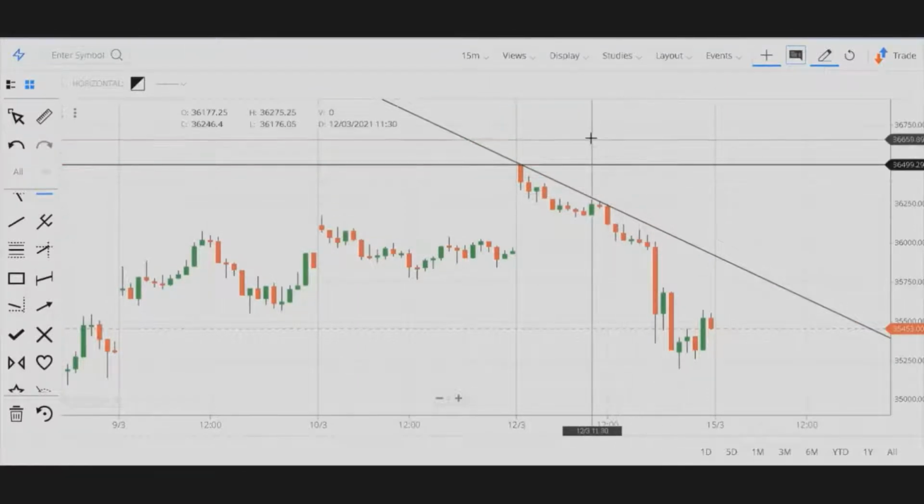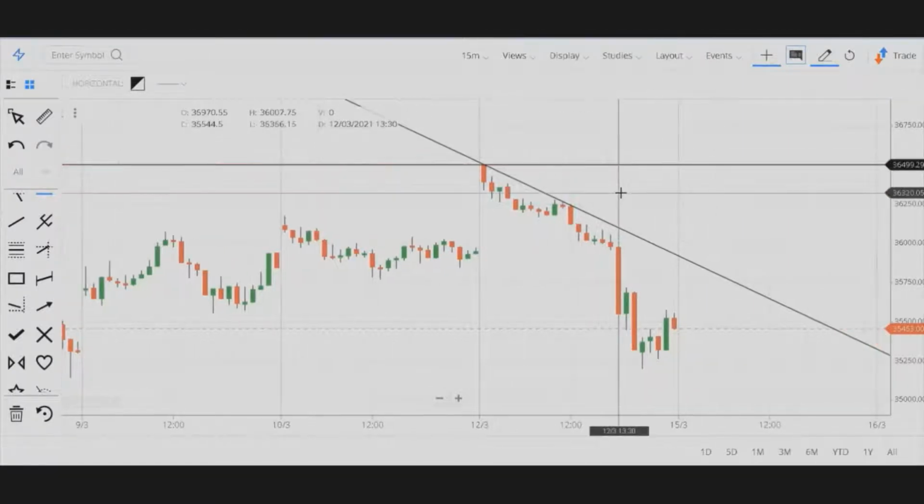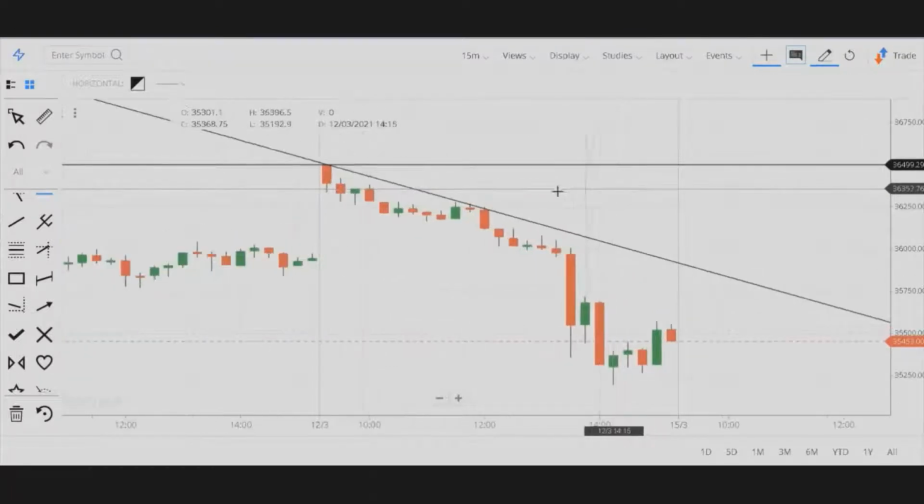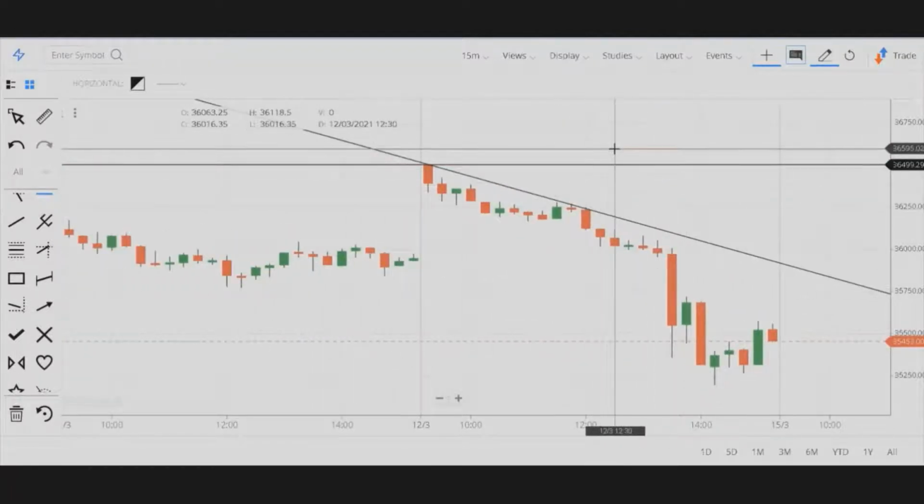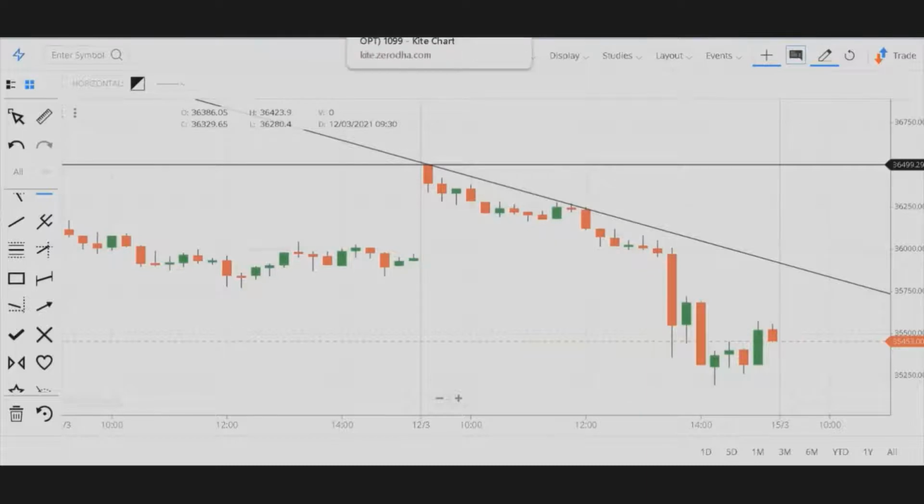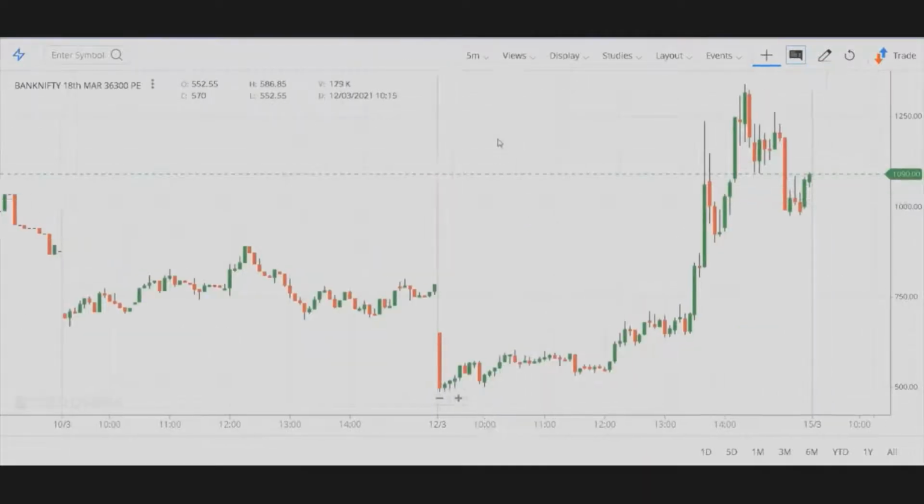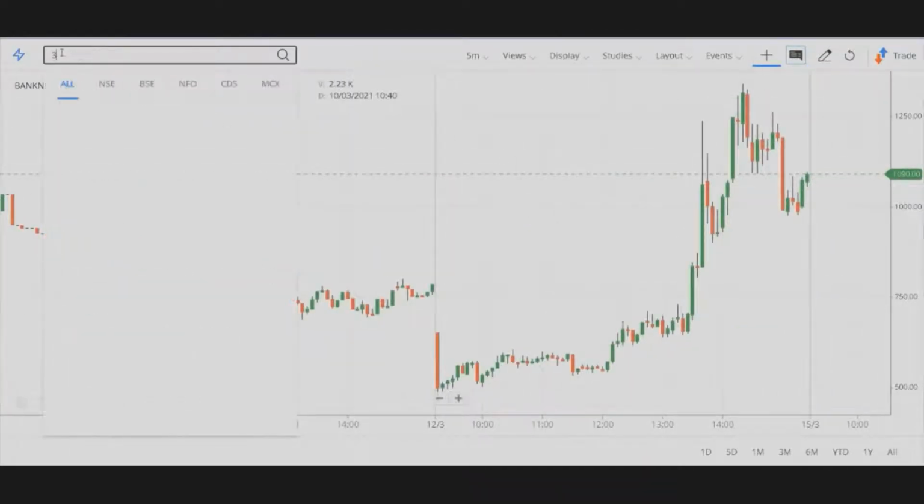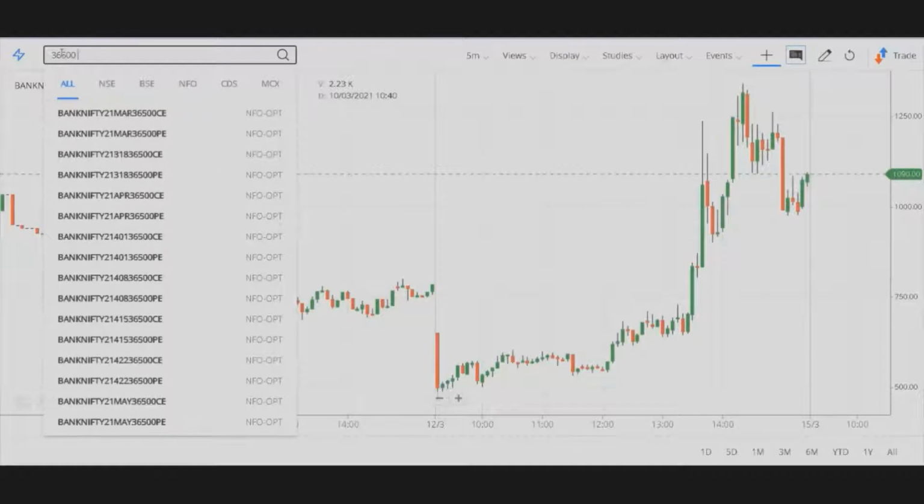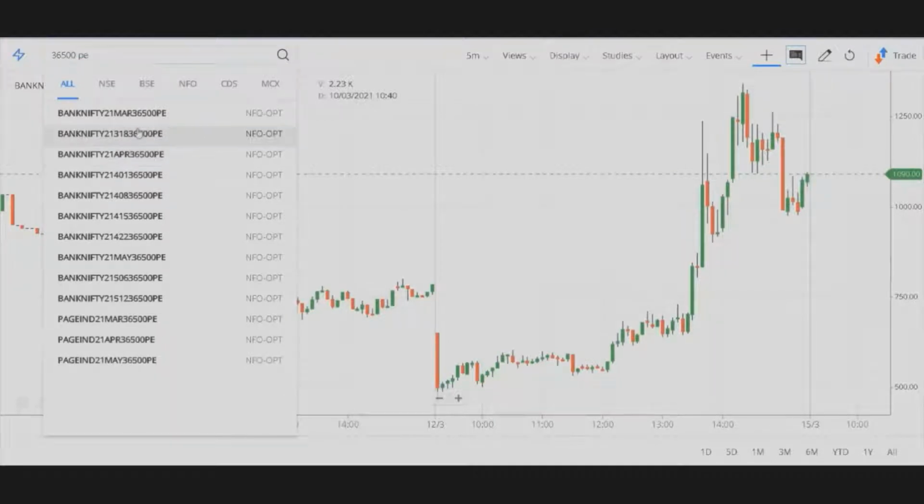What we could have ideally done is, 36,500 PE would be a good thing, or shorting 36,500 CE is a good thing. So how do we enter? Where do we enter? If you can see, let's open 36,500 PE and expiry.